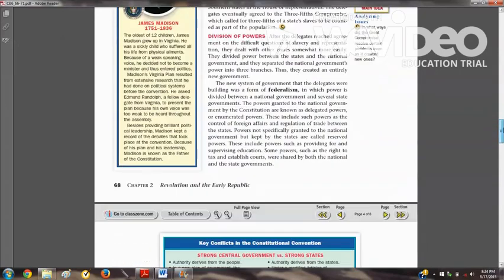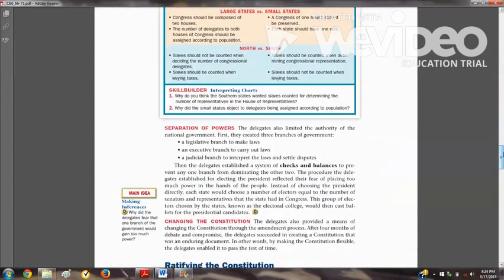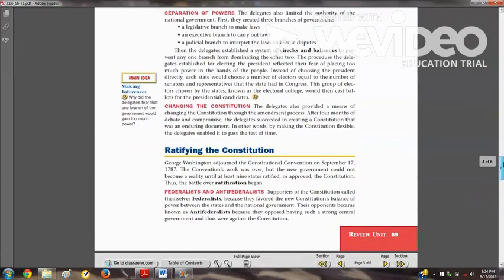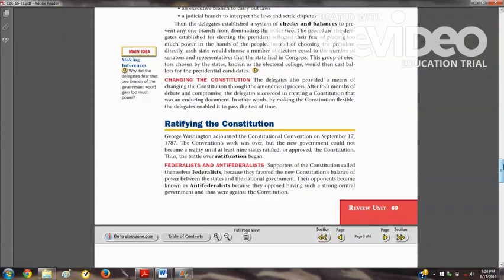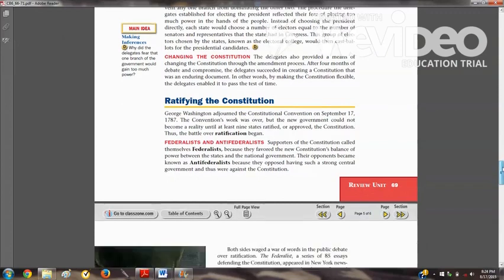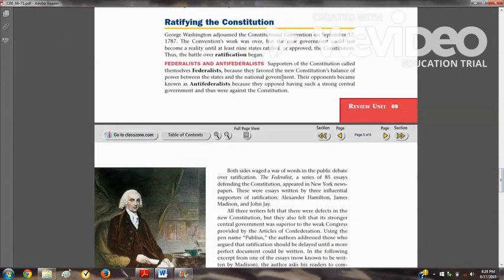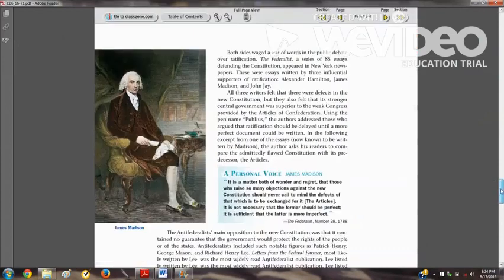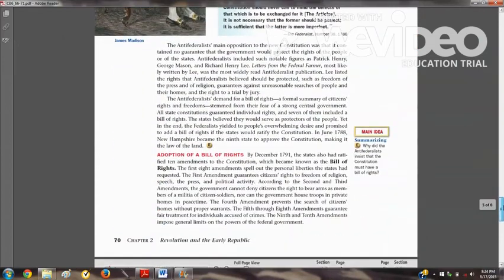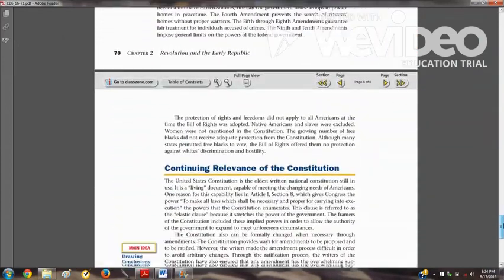Is there a C? Yes, there is. Separation of powers. You write 2 things about that. And then D, changing the Constitution. Two things about that. Then you indent back. Here's another Roman numeral 3, another main idea, ratifying the Constitution. And then you indent letter A, 2 main ideas about that. Letter B, adoption of a Bill of Rights, 2 things about that. Then we're done, just A and B.